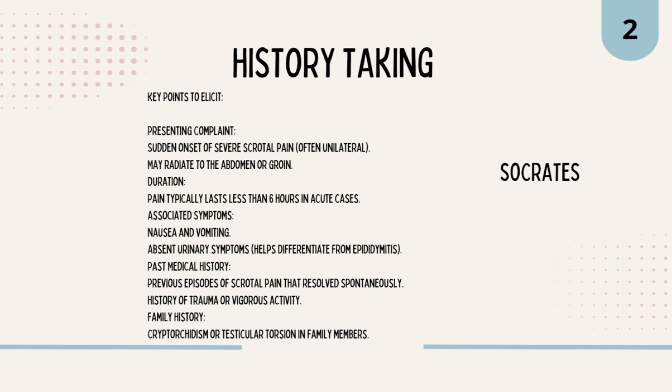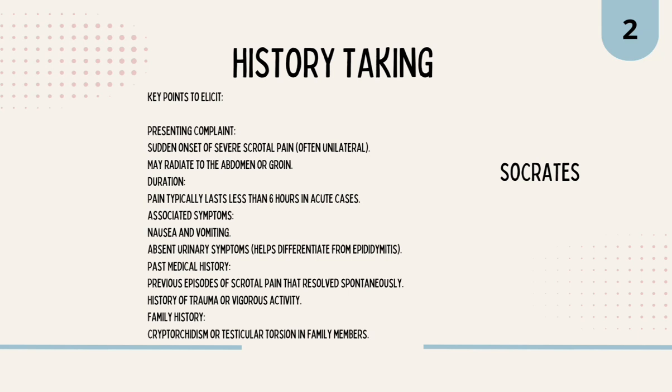Next is associated symptoms. You need to ask whether the patient is having any nausea, vomiting, or any other symptoms along with this presenting complaint. Then you should ask for the urinary symptoms. It helps you to differentiate from epididymitis. In case of infection, the patient may also say that he has pain during urination, or is having fever or any other symptoms, but that will most probably be absent in case of testicular torsion.